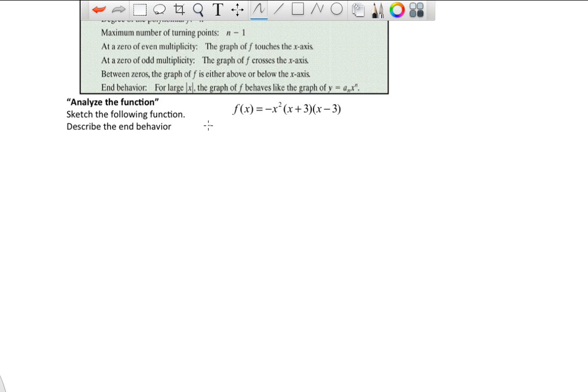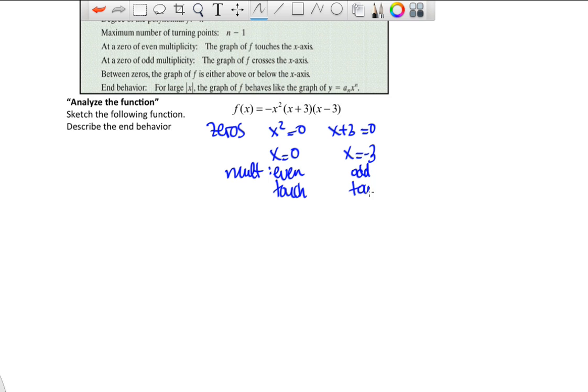So if you want to sketch the function, you need to find your zeros. So there's a 0 here at x squared. Well, actually there are 2 zeros, so that's 0. And the multiplicity here is even. So that means, well, it's 2, which is even, so it touches. x plus 3 could be 0. Well, that would be when x is a negative 3. The multiplicity here is odd. It means that it crosses. And then the last one, x subtract 3 is 0. That happens when x is 3, which also has an odd multiplicity, so it crosses again.